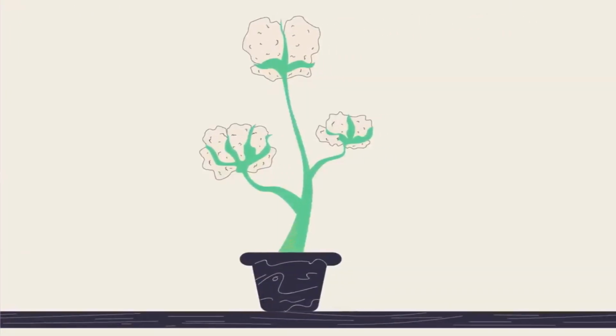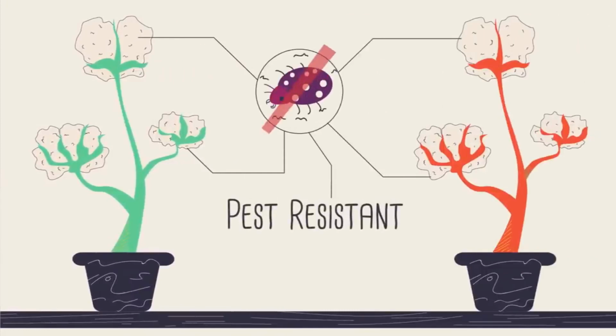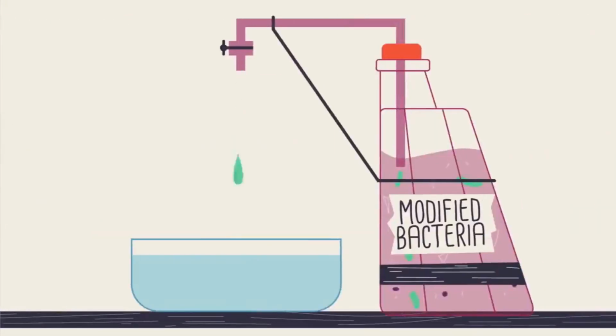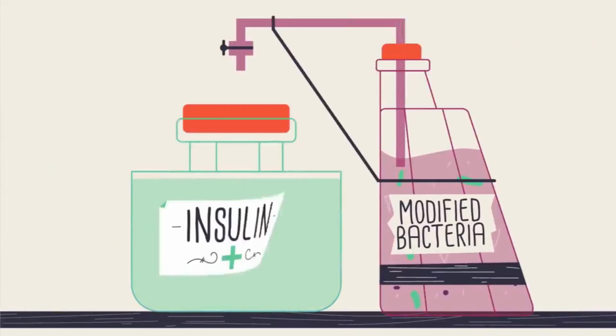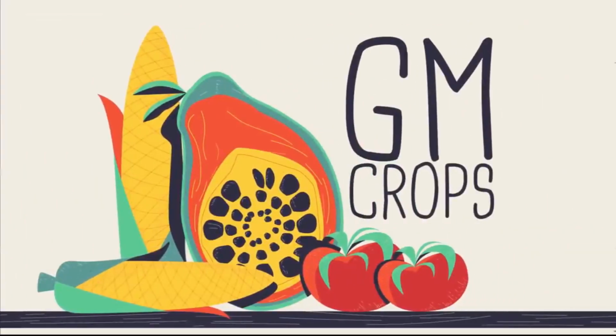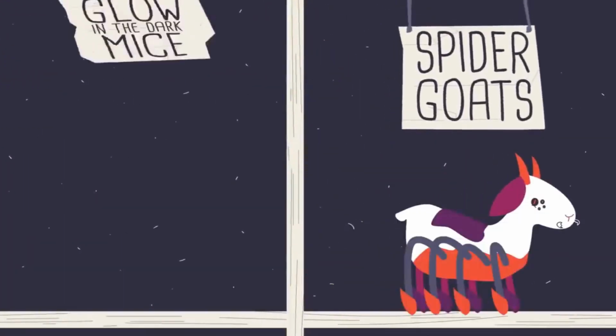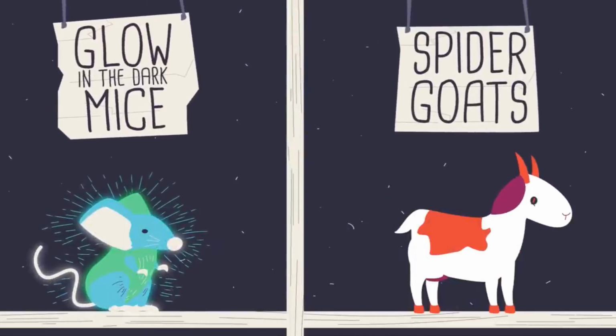The cotton plant that grows the cotton for your t-shirt might have been genetically modified to be pest resistant, or bacteria modified to produce life-saving medicines, as well as the better known GM crops that we eat. And then there's some wacky organisms like spider goats and glow-in-the-dark mice.